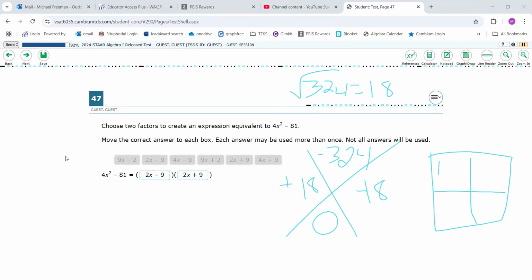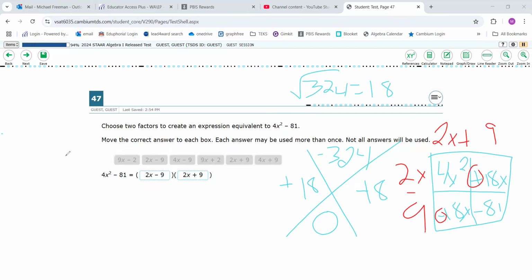So now, first in the first, 4x squared, last in the last, minus 81. So plus 18x and minus 18x. Well, our GCF of 4x squared minus 18x is 2x. This is plus. GCF of 18 and 81 is 9. Side to side, GCF 2x. This is minus, so it's minus, and GCF is 9. 2x minus 9 and 2x plus 9. Well, yeah, that works. That's what we got.